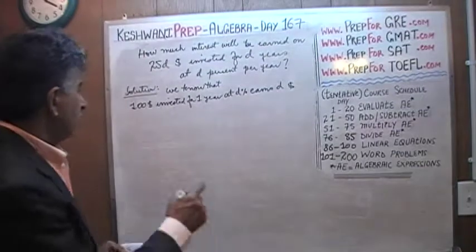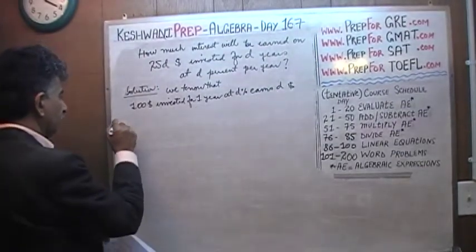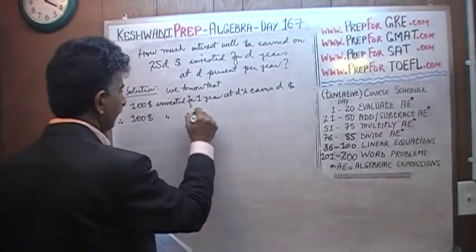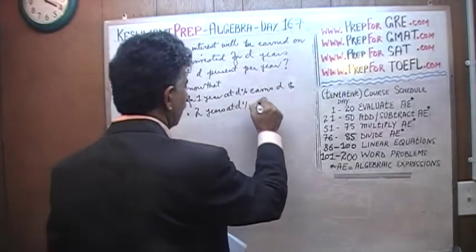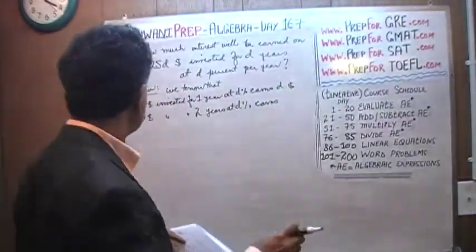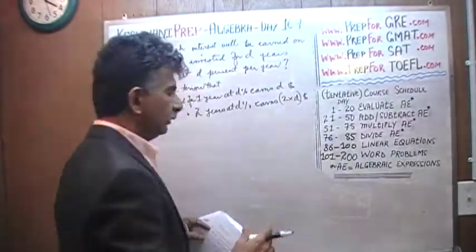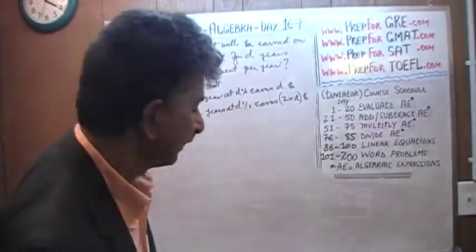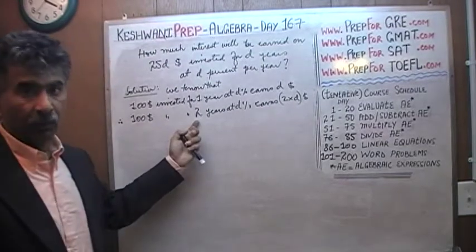But we are not investing for 1 year. We are investing for more than 1 year. Therefore, $100 invested for, let's say, 2 years at D% should earn 2 times that amount, 2 times $D. Why 2 times that amount? Because we are not investing twice as much money, rather we are investing it for twice as long.